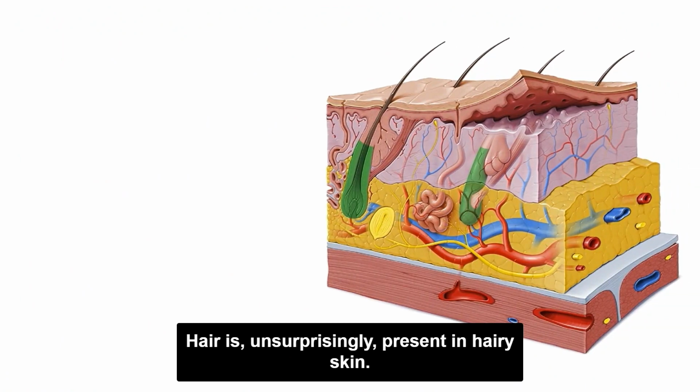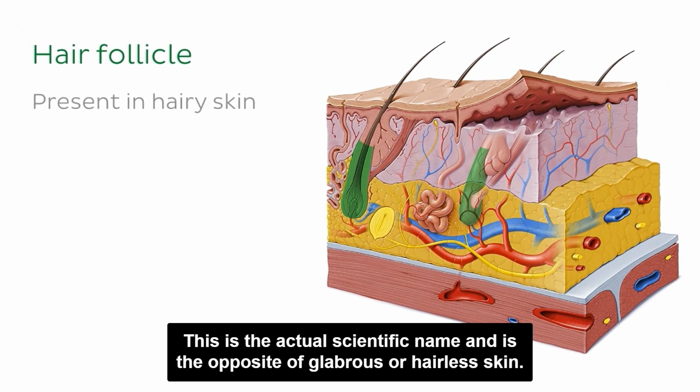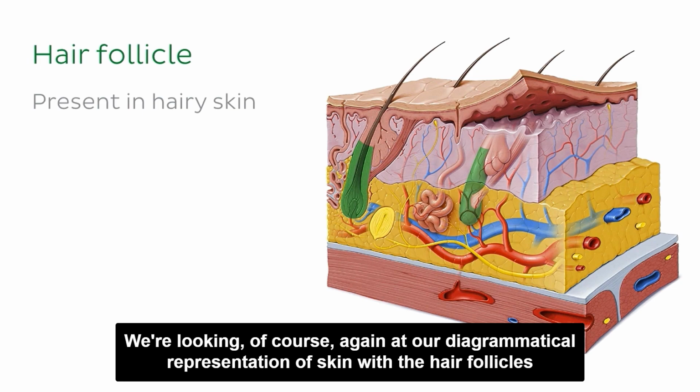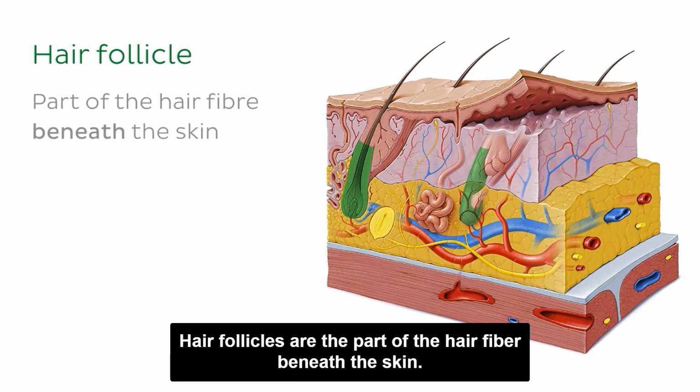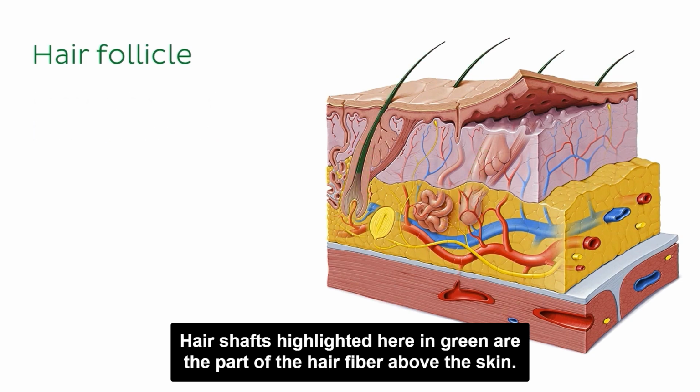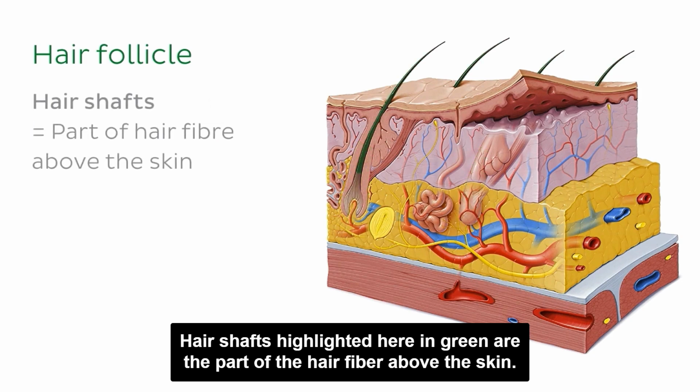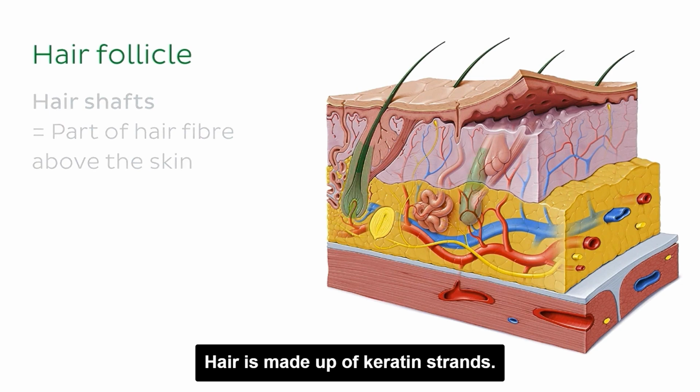Next up, hair. Hair is, unsurprisingly, present in hairy skin. This is the actual scientific name and is the opposite of glabrous or hairless skin. We're looking, of course, again at our diagrammatical representation of skin with the hair follicles highlighted. Hair follicles are the part of the hair fiber beneath the skin. Hair shafts, highlighted here in green, are the part of the hair fiber above the skin.